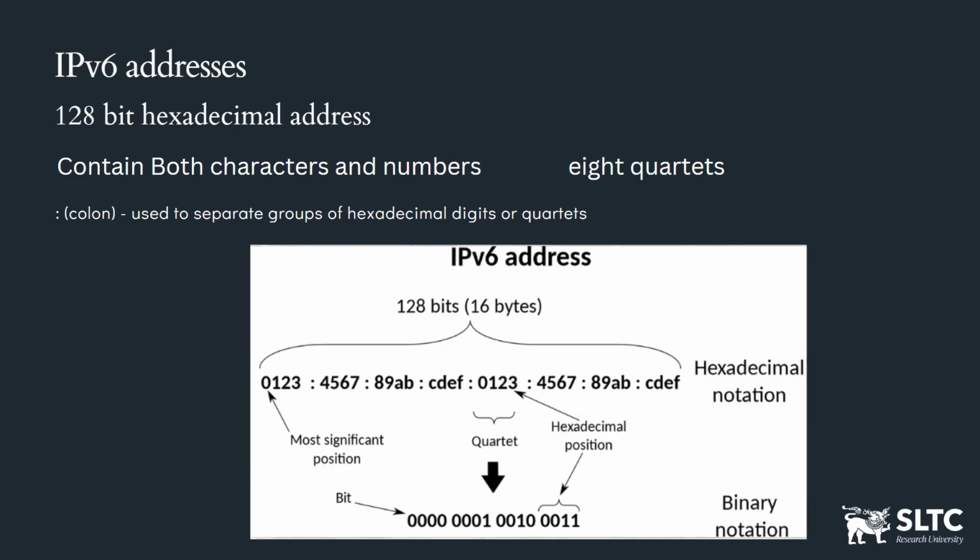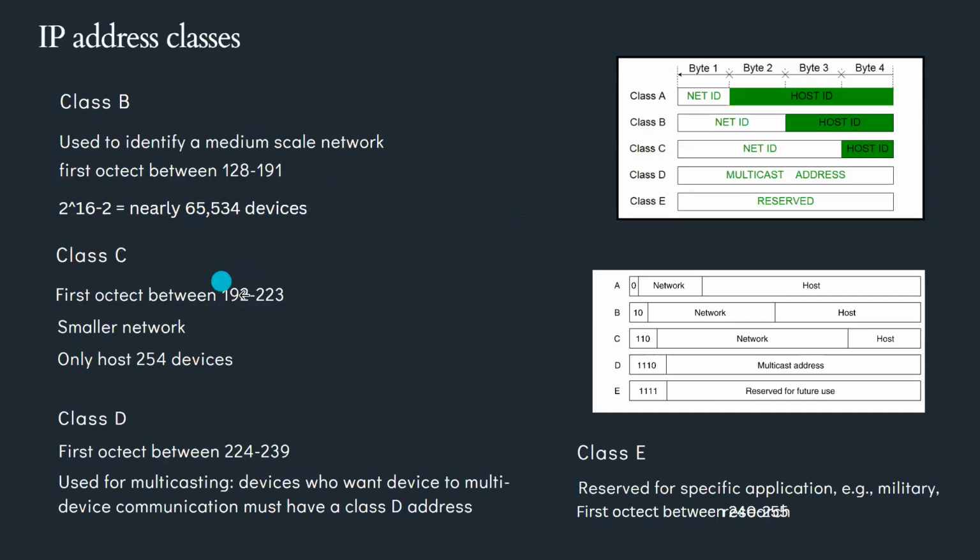Likewise, we can expand each of the numbers in the quartet and find the binary representation of each quartet. By doing that for the entire hexadecimal number, we can find the 128-bit binary notation.